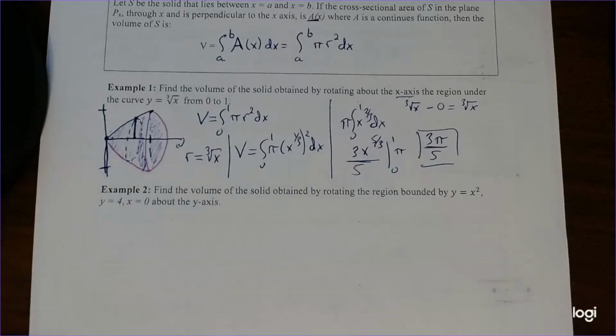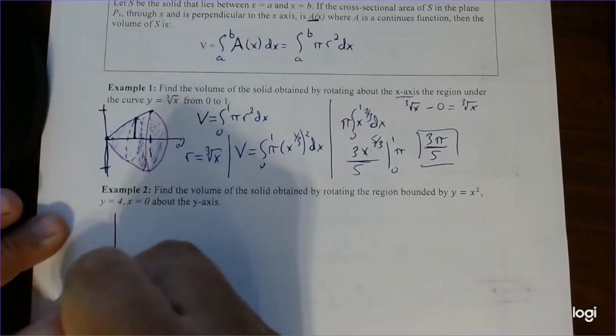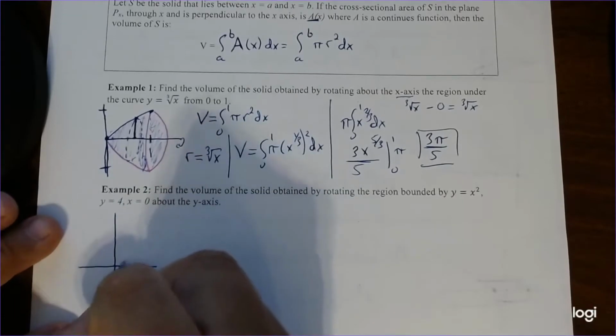And that's what we're going to talk about in example 2. So example 2 says find the volume of the solid by rotating the region bounded by y equals x squared, y equals 4, and x equals 0 around the y-axis. So again, let's see what's going on so we can see what's actually happening.